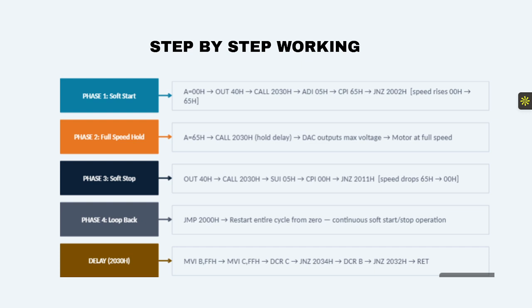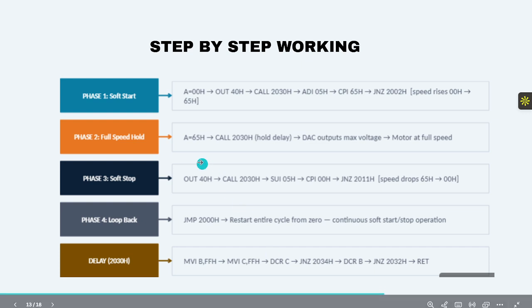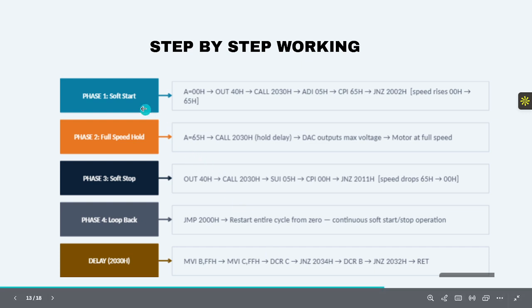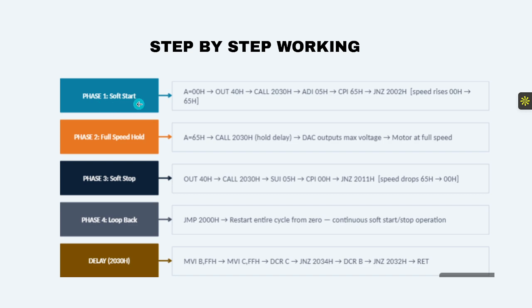So next we will discuss the step by step working. As we discussed recently, this is phase one of the soft start. The accumulator value starts at 00H, and then rises to full speed, until FFH. Then full speed holds, and then we gradually start decreasing its speed until it becomes zero, and then we add the delay at 2030 address.